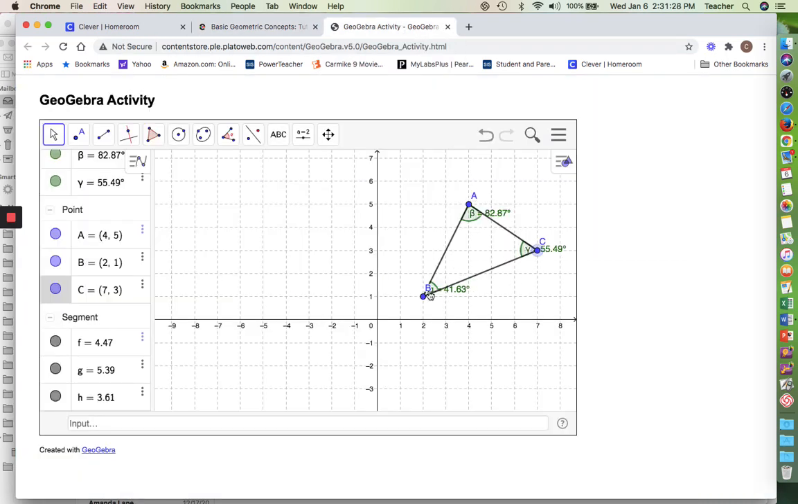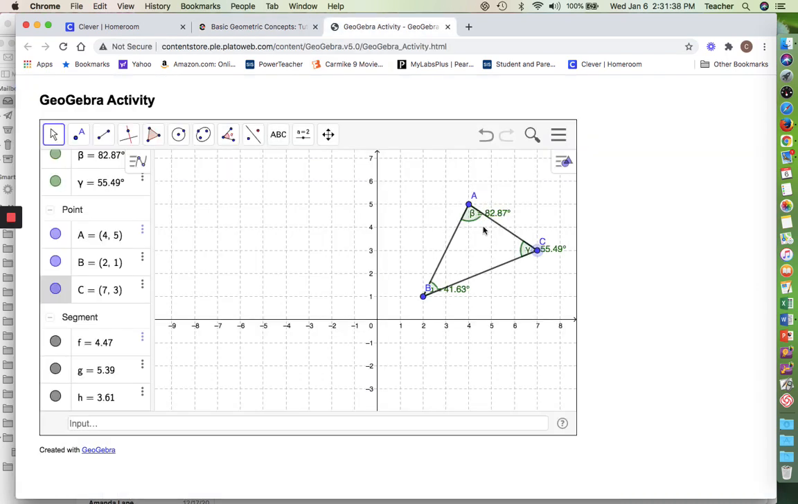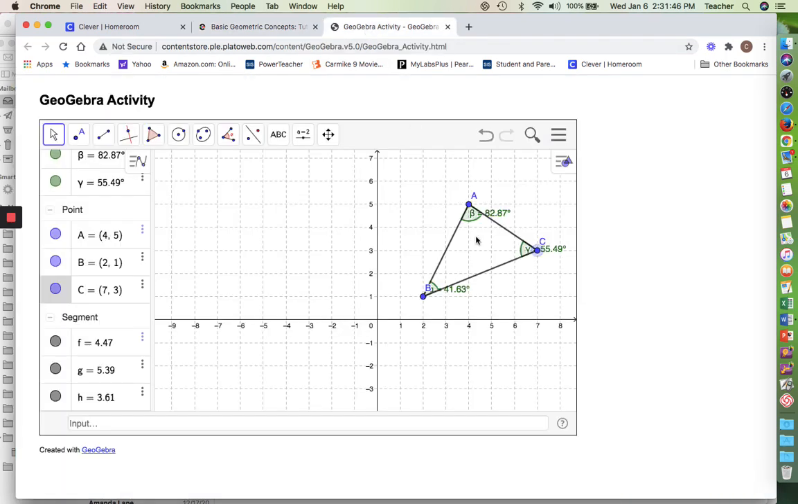So angle B is now 41.63. Okay, angle A because that's the letter in the middle, 82.87. And angle C, 55.49.